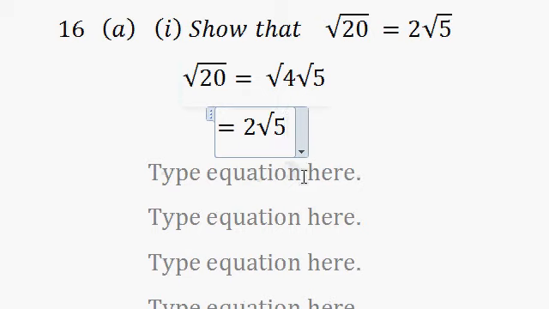And we've just shown what we've been asked to show. Root 20 is equal to 2 root 5. And this is your final answer.